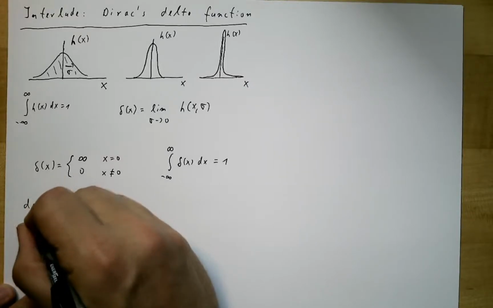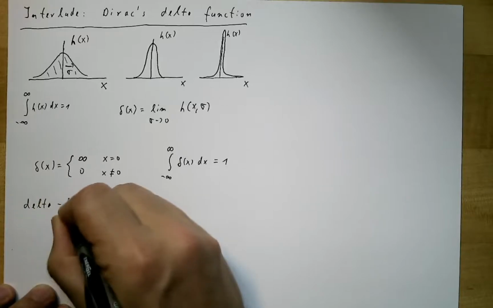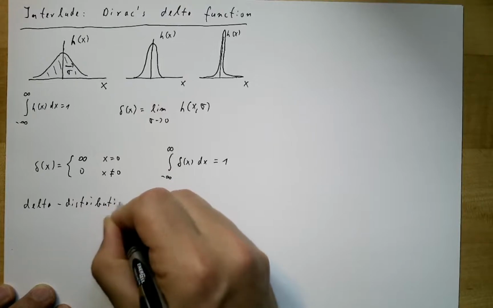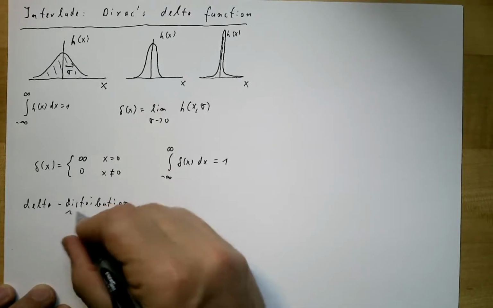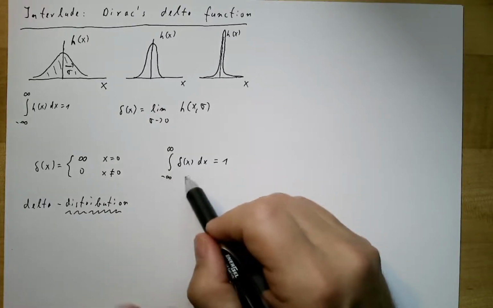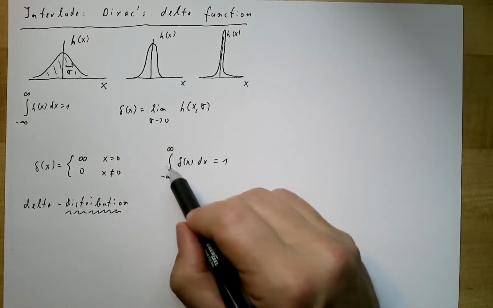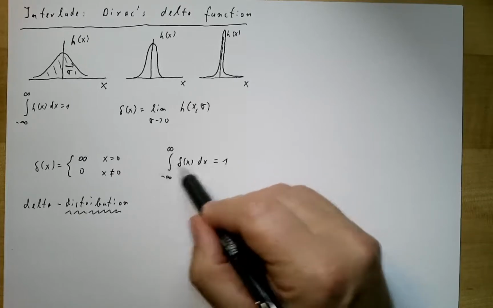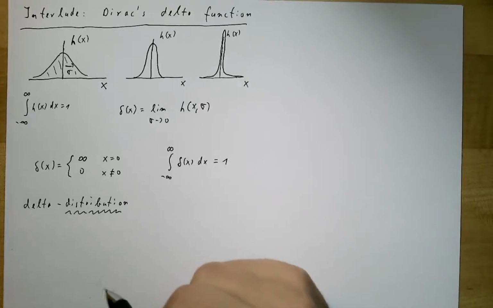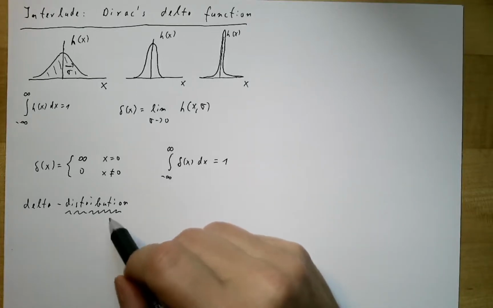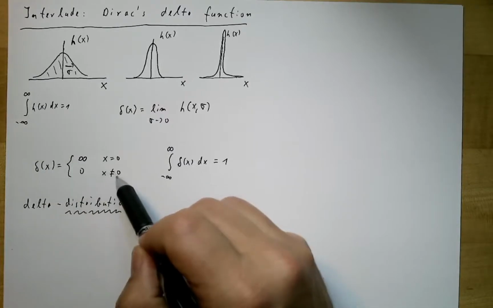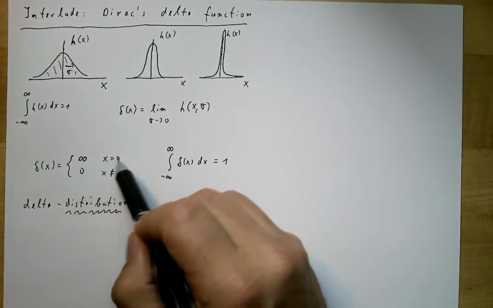So it's the delta distribution, and distribution means it's an object which is only defined by its integral. So the integral over this delta of x is really defined. But in modeling we can sometimes be a bit sloppy and say that's just a function which is 0 everywhere, but at x equals 0 it's infinite.